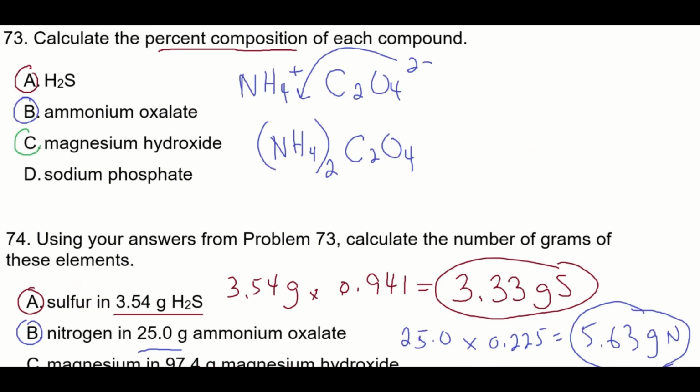All right, on to part C. Magnesium forms a 2 positive cation, and hydroxide is a polyatomic ion with a 1 negative charge. I'm going to crisscross these numbers to get the ratio. The formula unit is going to be Mg(OH)2, because there's 2 hydroxides for every magnesium.